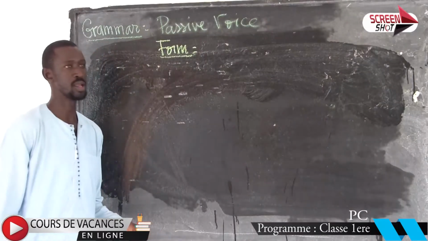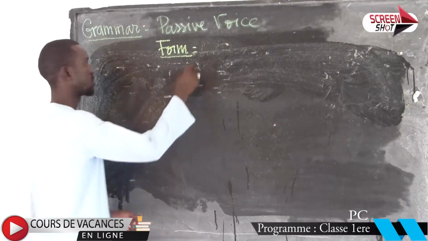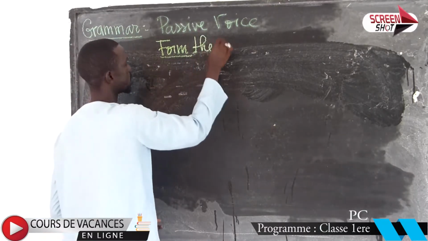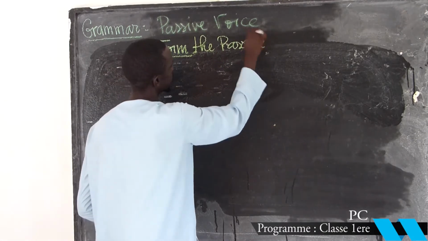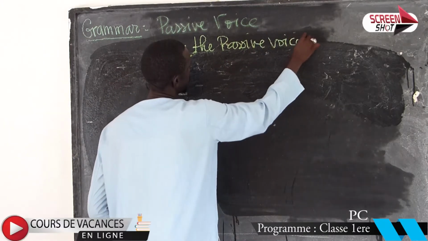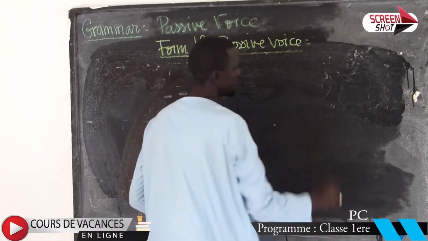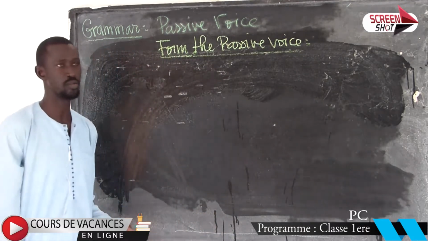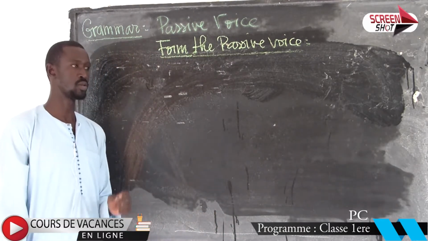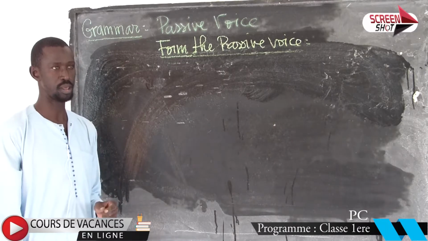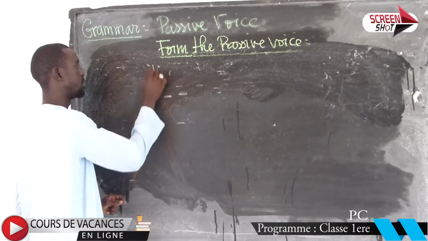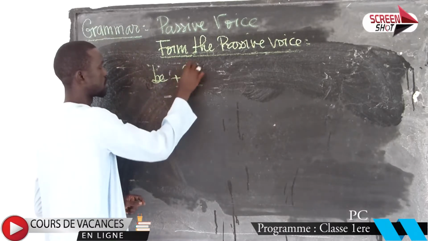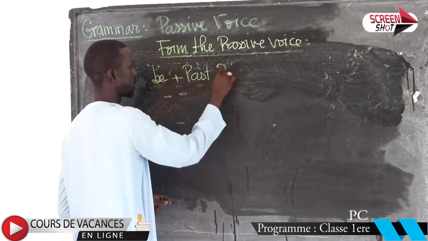But now we are going to see the form, how to form the passive voice. So if you want to make a sentence into the passive voice, we are obliged to use the auxiliary be. We are forced to use the auxiliary be. We have be plus past participle.